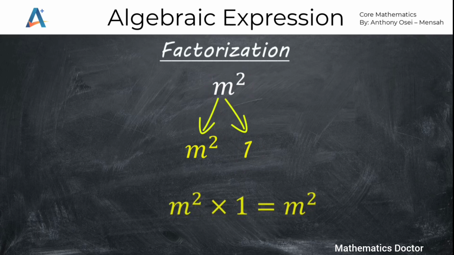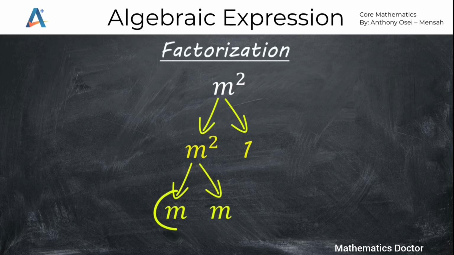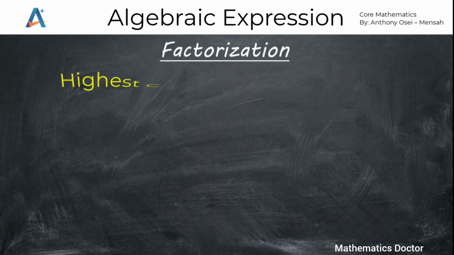The next pair of factors can be m. M times m will still give us m squared. So then we can conclude that m is a factor of m squared. So in all, we'll get 3 different factors, which are going to be 1, m, and m squared as the factors of m squared. Let me now show you how to get the highest common factor.